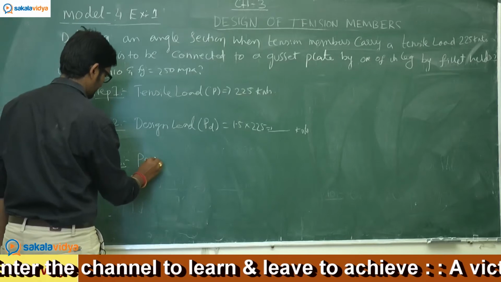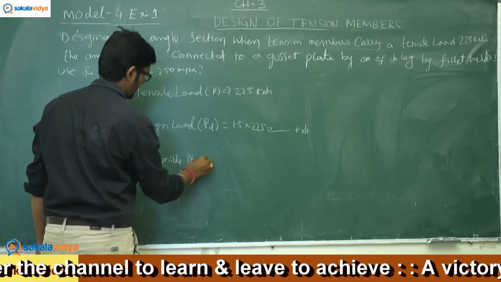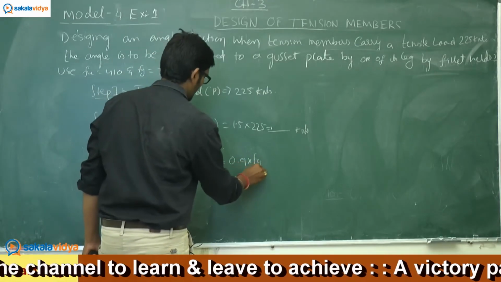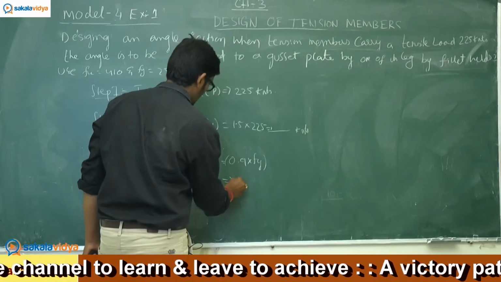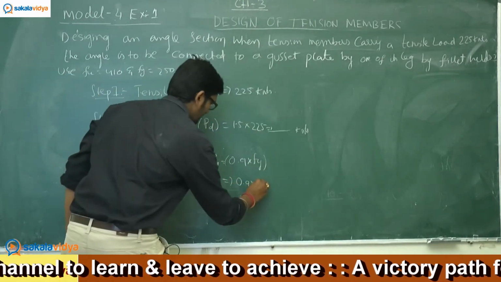Permissible stress. So what is the formula for this? Ft is equal to 0.9 into Fy. So what is Fy here? Yield stress. What is given in the question? I think 250 MPa, that is nothing but 250 Newton per mm square.